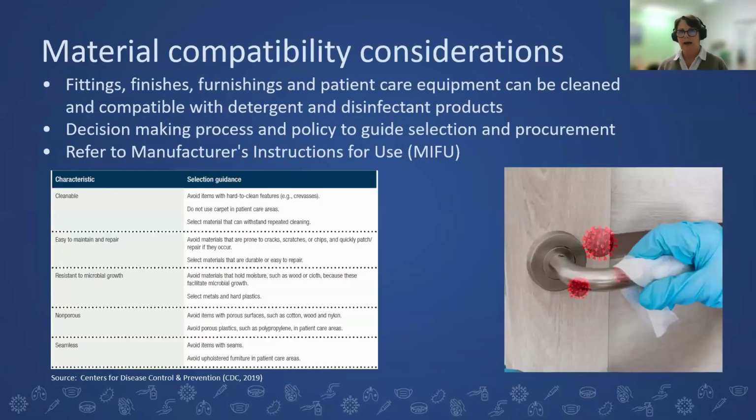Think about material compatibility. It's one of the questions that you ask when you're choosing your detergent and or disinfectant products. Think about, is the surface cleanable? Is it easy to maintain or repair? Is it resistant to microbial growth? Is it a non-porous surface? And is it seamless? Because if we have some of these deficiencies, then it's going to be really difficult to actually be able to clean that surface.